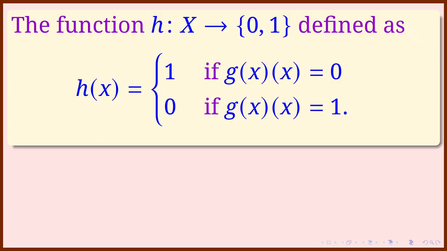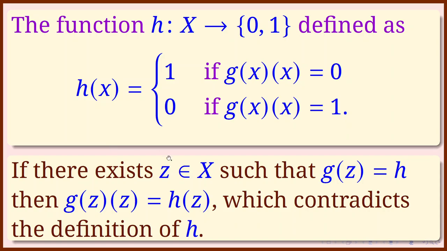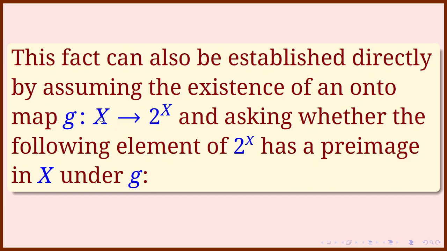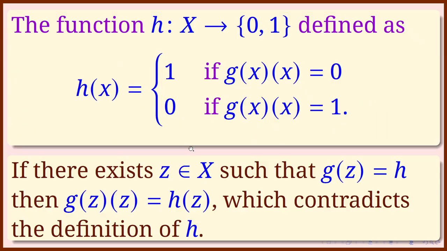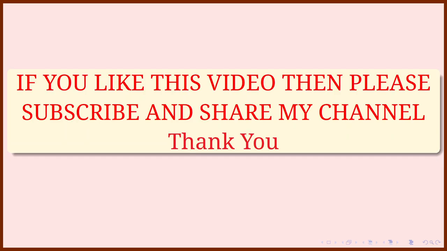And this can be readily checked. Suppose there exists a z such that z is the preimage of this h under g. That means g(z) is equal to h, so what about g(z)(z)? g(z)(z) will be equal to h(z), but g(x)(x) is never equal to h(x). So g(z)(z) cannot be equal to h(z). This contradicts the definition of h actually. So this h cannot have a preimage, and that is why there cannot be an onto map from X to 2 to the power X. Okay, so that's all in this video. Thanks for watching.